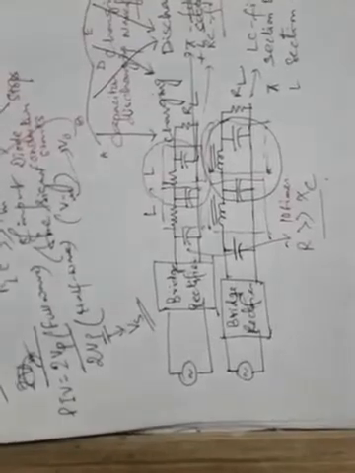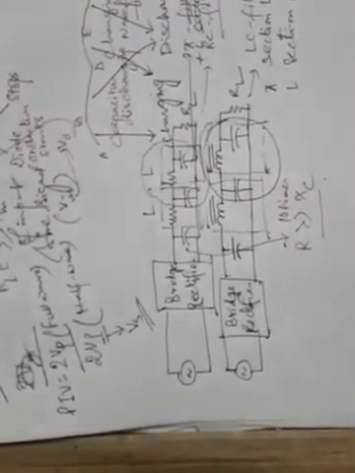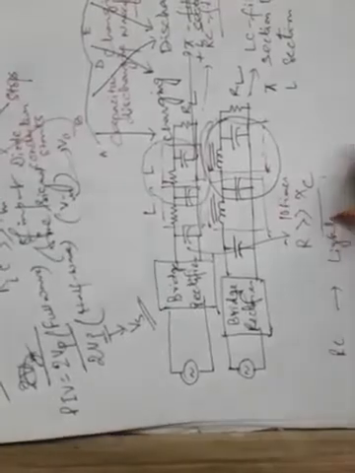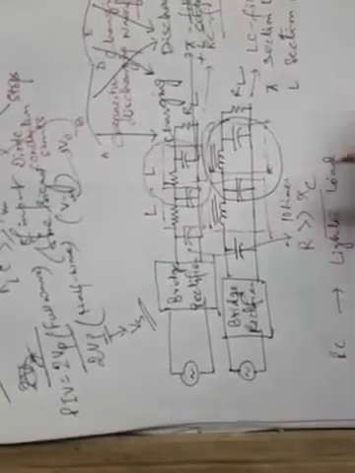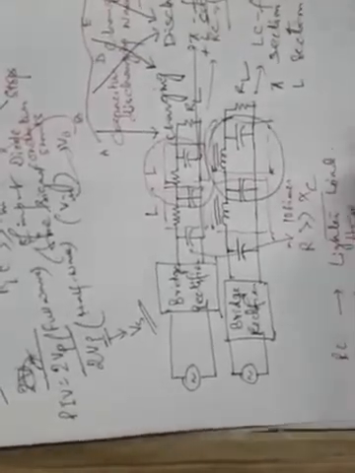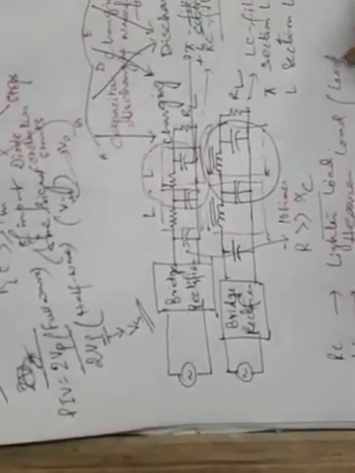The LC filtering scheme is just the opposite when the load current is large. That means the RC filtering scheme is used for lighter loads, and the LC filtering scheme is used for heavier loads. That means when load current is larger.